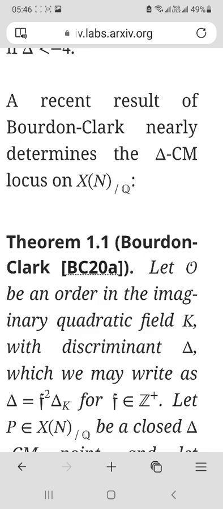So if we consider a series of elliptic curves and we only consider their N-torsion points, so we restrict it to the points whose order is N, this can be viewed as X(N) from the interpretation of the modular curve. So a recent result of Bourdon and Clark nearly determines the delta CM locus on X(N) defined over Q.